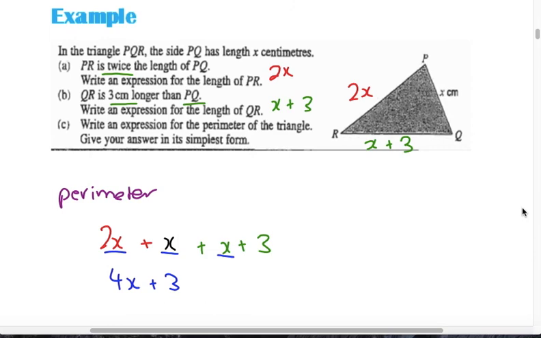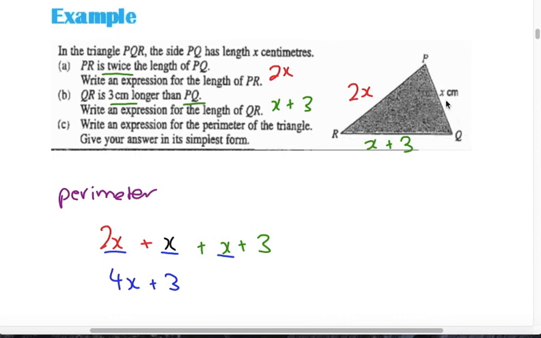Next one, example. In a triangle PQR, here it is, triangle PQR just means PQR. So this little baby here. The side PQ, this one, has a length of x centimetres, which is pretty clear because they labelled that. Centimetres, that's not part of the variable, it's just the units. So the variable is x, represents the length. PR is twice the length of PQ.